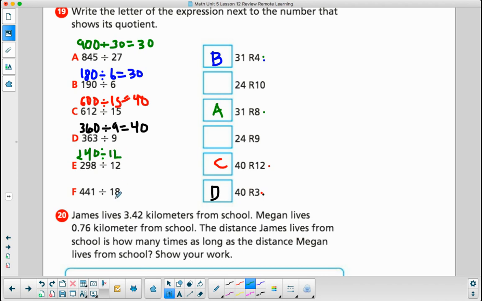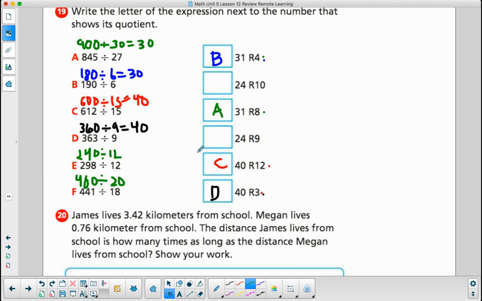On this one, I'd change it a little bit. I think I would divide by 20. 18s, I don't know very well. So I would change it to 20. So all I'm doing is dividing by 2. 4 is a multiple of 2, so I would just keep the 4 the same. 400 divided by 20 is 20. Both of them are 20.